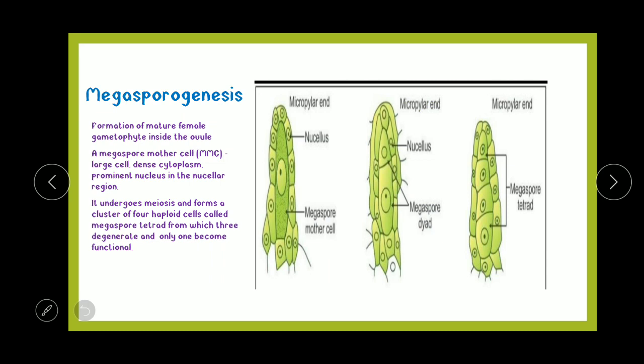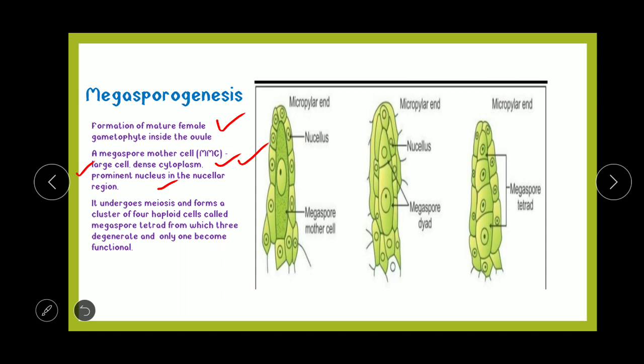Now come to megasporogenesis, the process of generation of the female gametophyte. Formation of the mature female gametophyte inside the ovule is called megasporogenesis. The megaspore mother cell is a large cell in the nucellar region, in the nucellus. As you know, the nucellus is the tissue inside the ovule with reserve food material. One or sometimes some of the cells gain the ability to form the megaspore mother cell, and they are large cells with dense cytoplasm and prominent nuclei in the nucellar region. These are the peculiar characteristics of the megaspore mother cell.